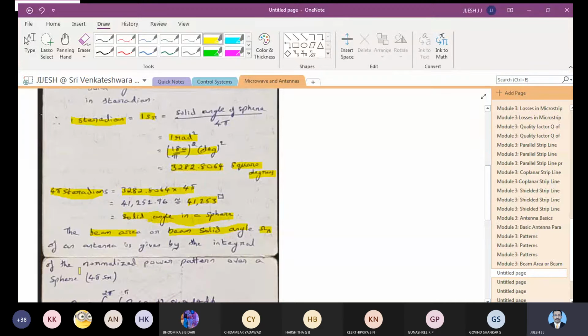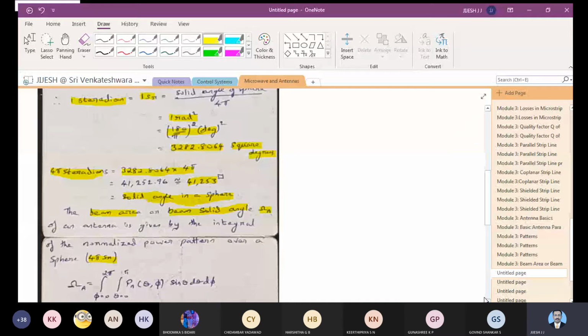So omega A is equal to the integral of phi from 0 to 2 pi, and theta ranging from 0 to pi, of Pn theta phi sin theta d theta d phi. You can always see that phi ranges from 0 to 2 pi, and theta ranges from 0 to pi. Pn theta phi means normalized power. So that is the beam area or beam solid angle omega A.